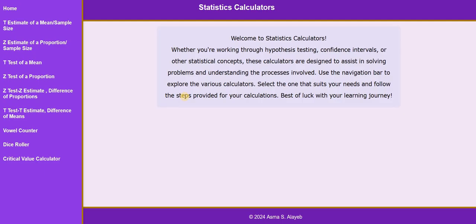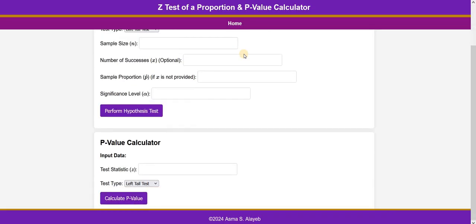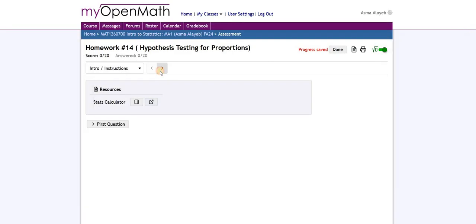this resource instead. The topic is hypothesis testing for proportions, so the test that is required for that is the z-test of a proportion. So I'm going to click on this test, and in this case we will be able to perform the z-test of a proportion and find the p-value. The p-value calculator is at the bottom there. I'm going to go to the first question.